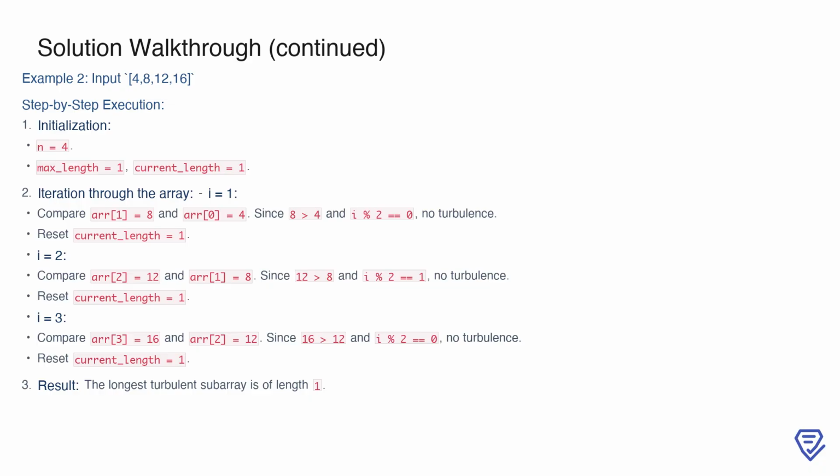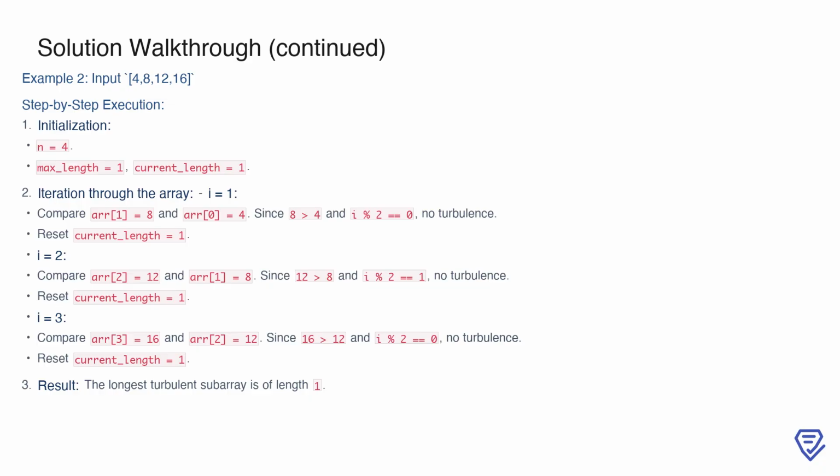Now, consider the input array 4, 8, 12, 16. The length of this array is n equals 4, and we initialize both max_length and current_length to 1. As we begin iterating, at i equals 1, we compare arr[1] equals 8 with arr[0] equals 4. Since 8 > 4 but the index i is even, this does not satisfy the turbulence condition, so we reset current_length to 1.